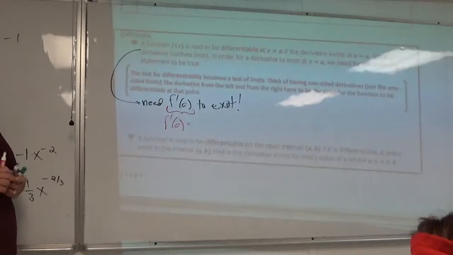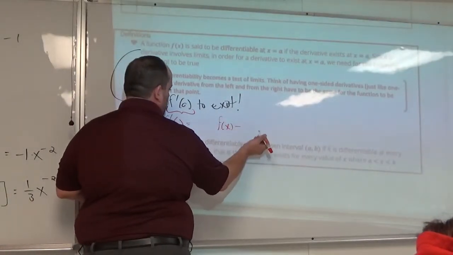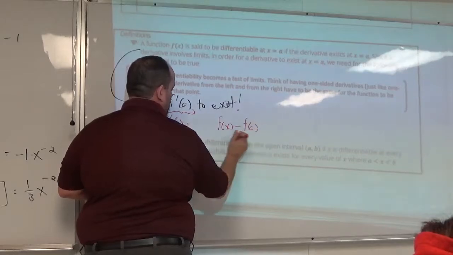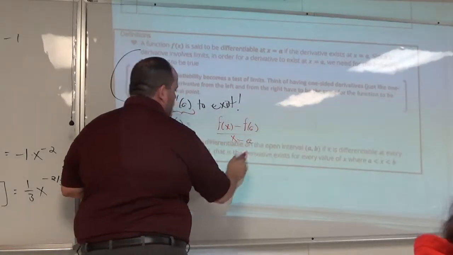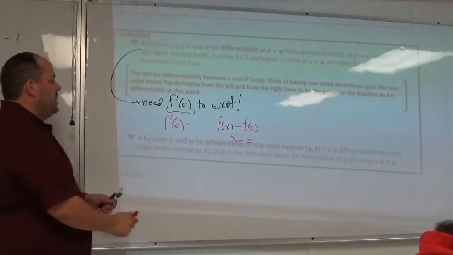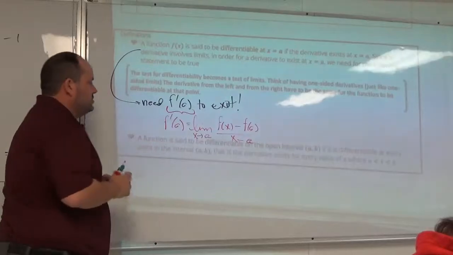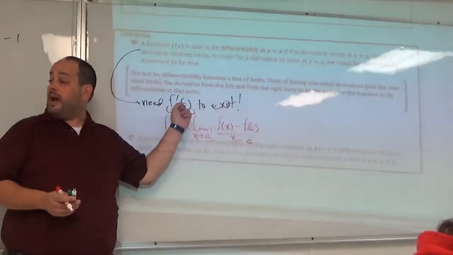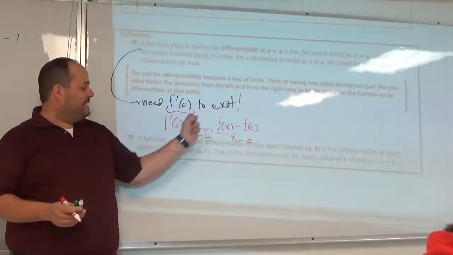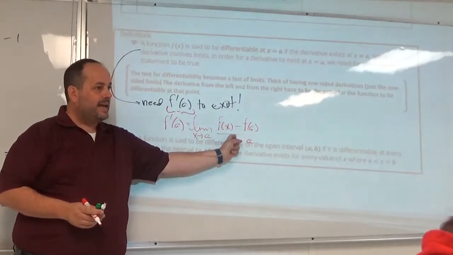Oh, awkward silence. f of x minus, right? Oh yeah, f of x minus f of a over x minus a. I like it, I don't love it. That's not good enough. Limit. The limit as x approaches a. If f prime of a is going to exist, that means that the limit as x approaches a of f of x minus f of a over x minus a has to exist.